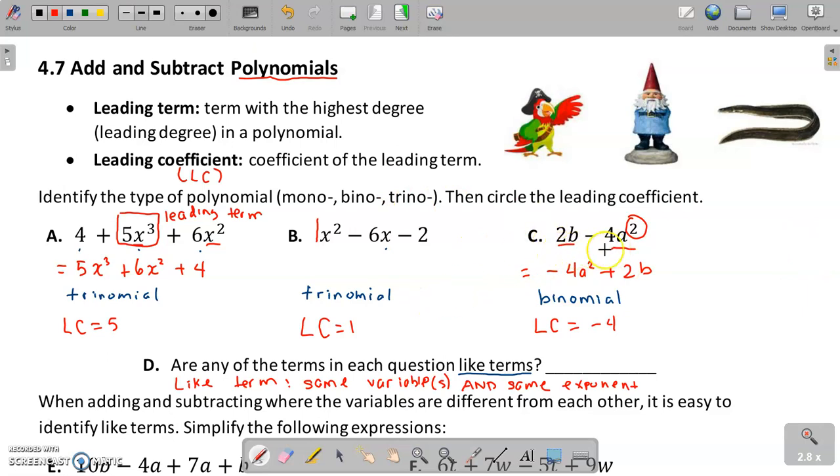Here, binomial, 2 variables, 2 terms. Both of them have different variables. So in terms of this question, the answer is no. None of the expressions have like terms.